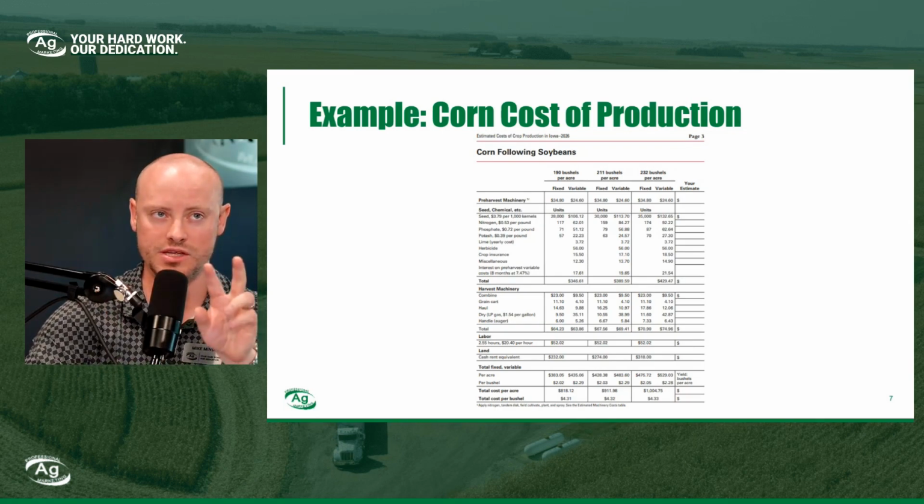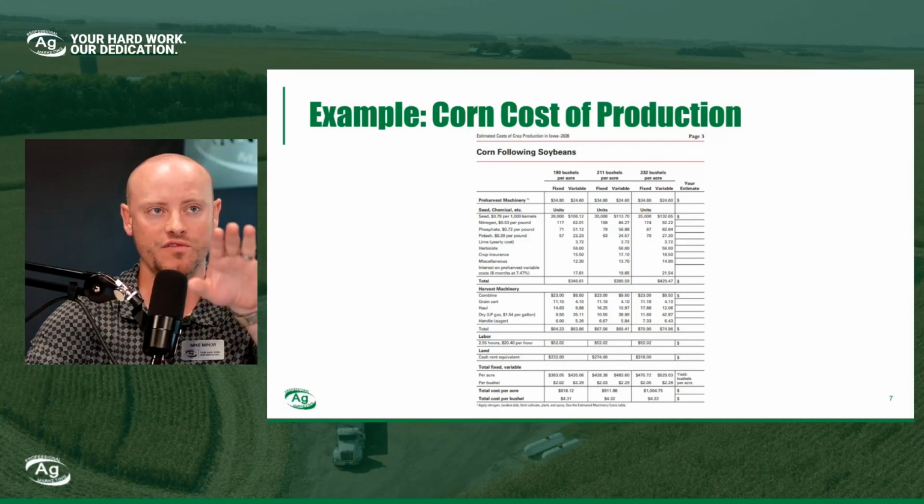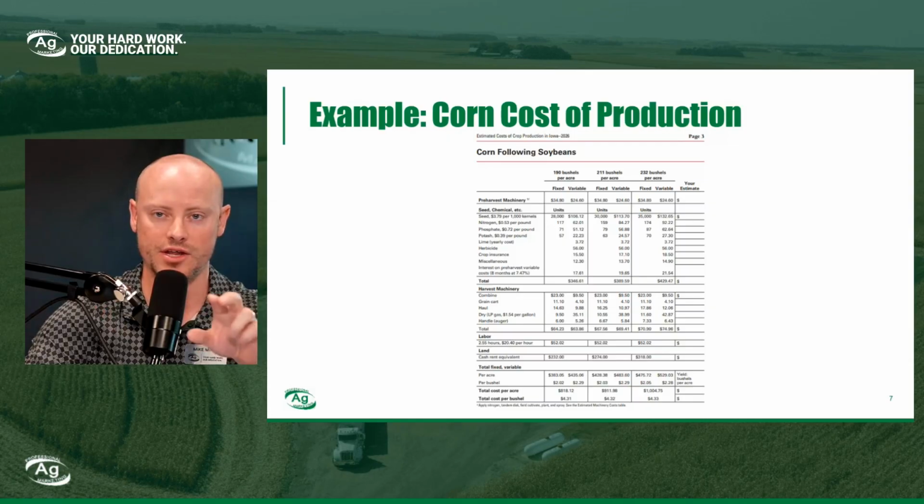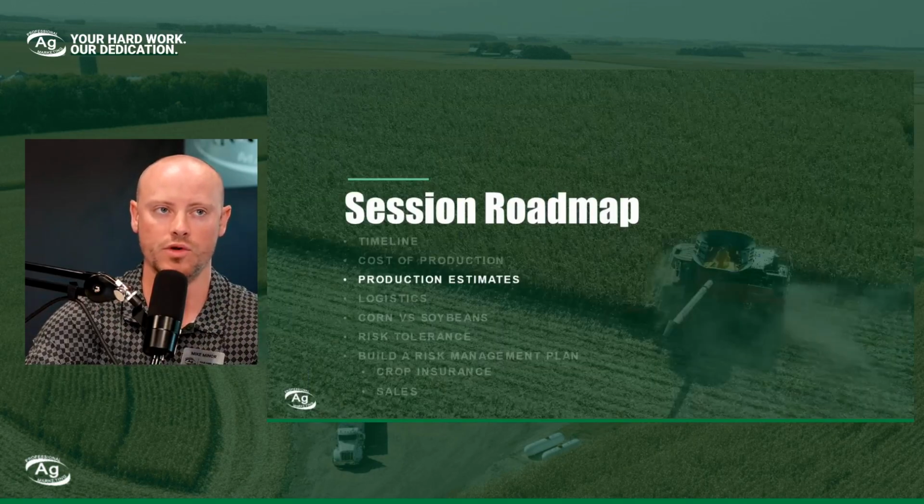Remember, when you're using this sheet, add both sides up together for those columns. So if you're looking at fixed pre-harvest machinery and variable, you've got to add those two numbers together, the 34 and the 24 or whatever. Add those two together to get that total number. Remember that when using the sheet.